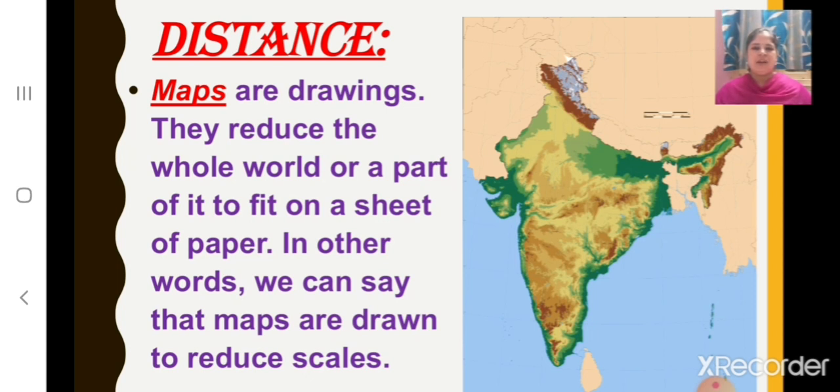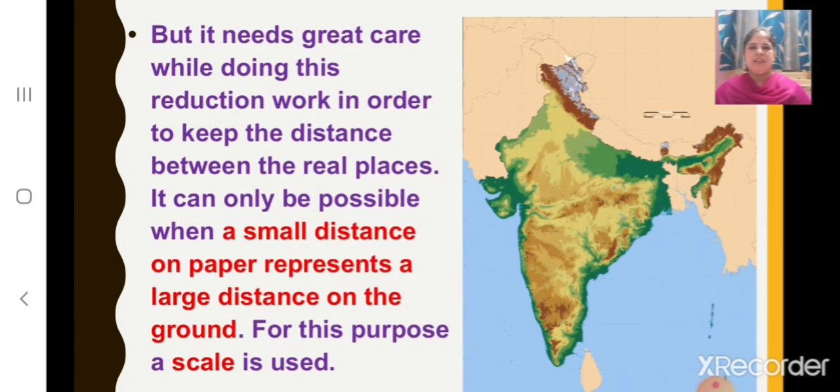Children, you know that maps are drawings and they reduce the whole world or a part of it to fit on a sheet of paper. In other words, we can say that maps are drawn to reduced scales. But it needs great care while doing this reduction work in order to keep the distance between the real places, and it can only be possible when a small distance on paper represents a large distance on the ground. So for this purpose, what is used? A scale is used for this purpose.